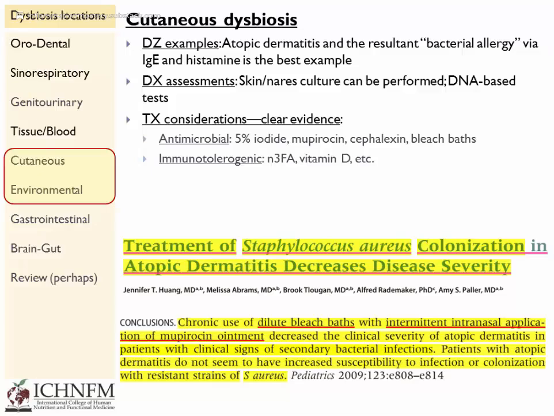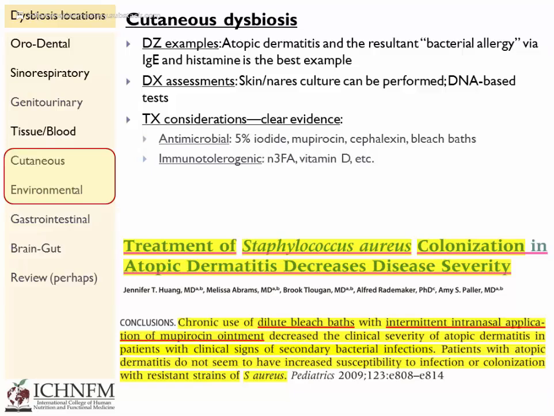For objective laboratory assessments, we can use cultures of the skin and nares. We can use serologic tests. We can use DNA-based testing for microbes as well. Treatment considerations where we have really clear evidence in the treatment of cutaneous dysbiosis, specifically with regard to atopic dermatitis.